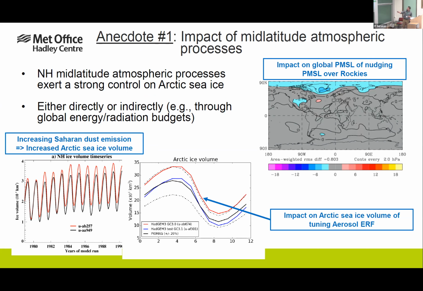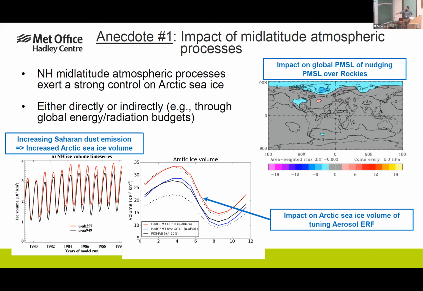This actually is the impact of changing the pressure in the model just over the Rockies. So we've nudged the pressure over the Rockies, and this is the difference in pressure globally. As you can see, it's the Arctic that gets it in the neck. So it's very sensitive to what's happening over mid-latitude areas, particularly the Rockies.